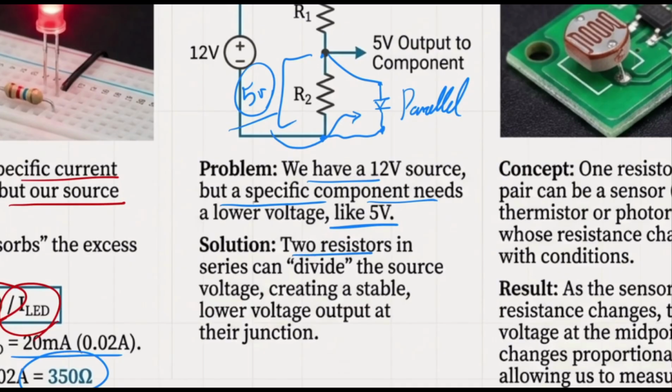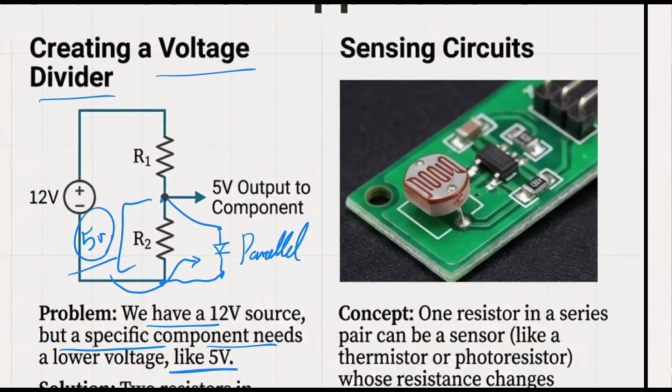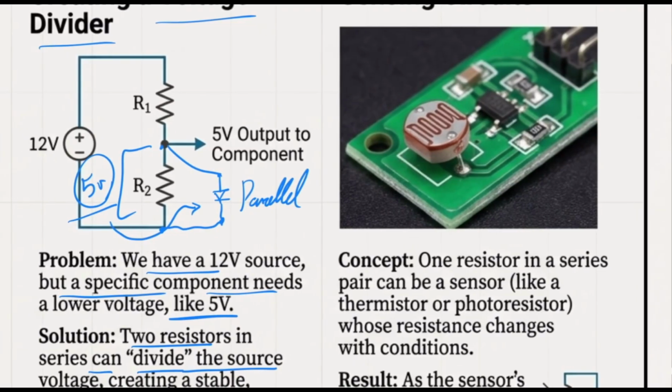We are going to use two resistors in series so they can divide the source voltage, creating a stable lower voltage output at their junction itself, and that's something we like. And what about the sensing circuit? So what is the concept?